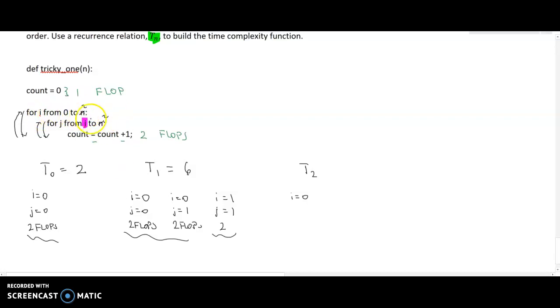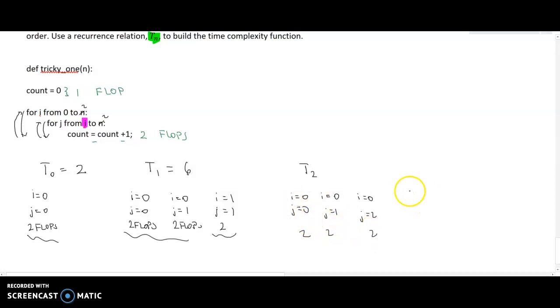So from I equals 0 to I equals 2, we're going to start at I equals 0. J will start off at 0. The reason J will start off at 0 is because whatever the current value of I is, that's what the starting index is going to be. That's going to require 2 flops. I equals 0, J equals 1 will require 2 flops. I equals 0, J equals 2 is our final index. That'll require 2 flops as well.